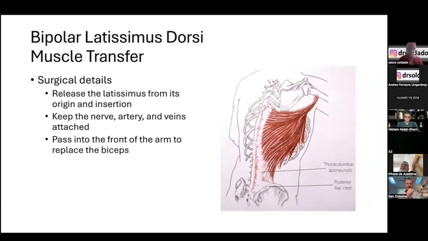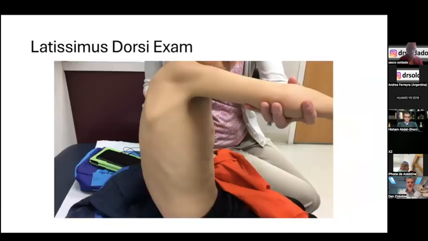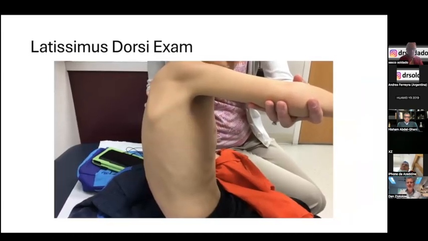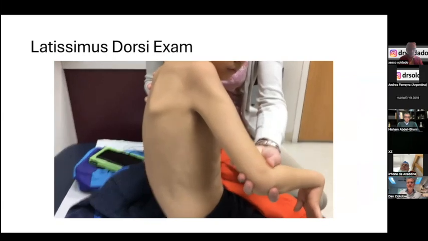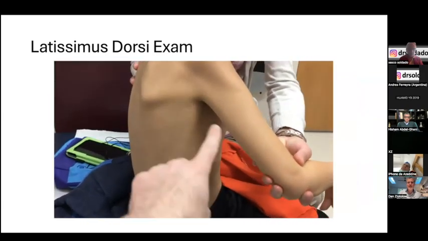That's the bipolar. We keep the nerve, artery, and veins attached. So it's a pedicle transfer, and we pass it through the deltopectoral interval into the front of the arm. Here's an exam confirming preoperatively that you see a latissimus dorsi.